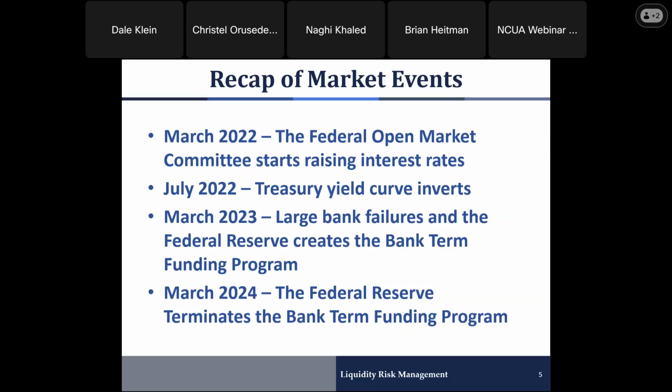Many credit unions used this liquidity facility. The Bank Term Funding Program stopped making new advances last month, yet existing loans are good to maturity or repayment as initially contracted. These and other systemic events, and perhaps some credit union-specific circumstances, have necessitated reflection on liquidity risk and liquidity risk management.